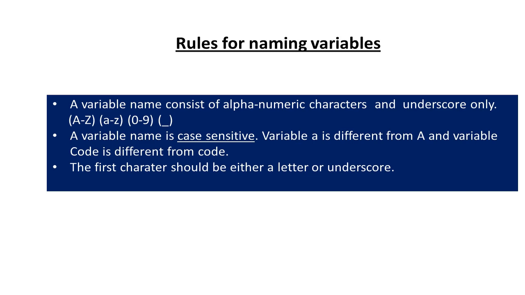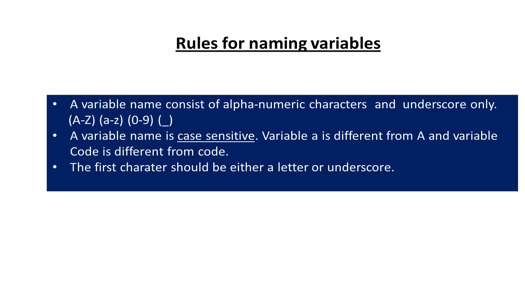Now, let me tell you about certain rules for naming variables. The rules are very simple. A variable name consists of alphanumeric characters and underscore only. I mean, the variable name can consist of the letters from capital A to capital Z, from small a to small z, from digit 0 to digit 9, and underscore. A variable name is case sensitive.